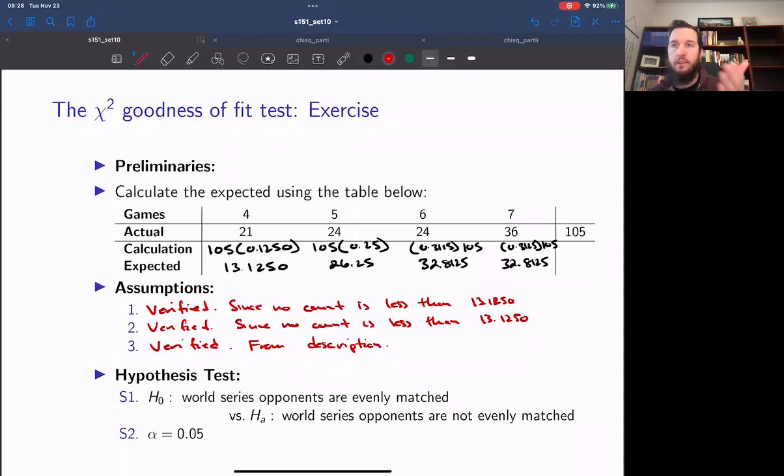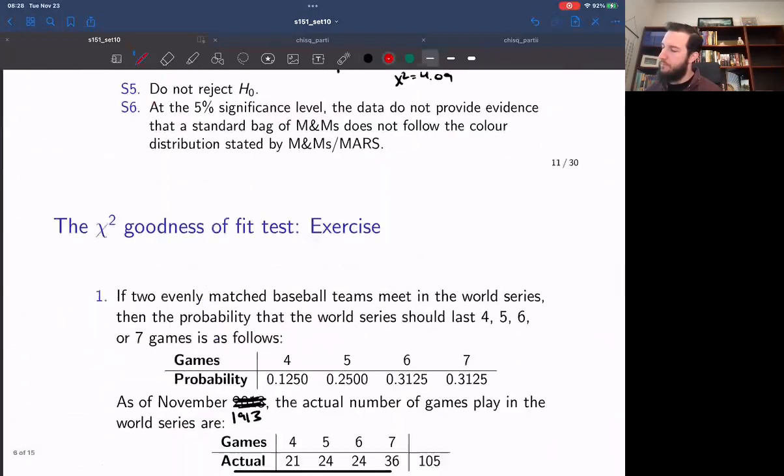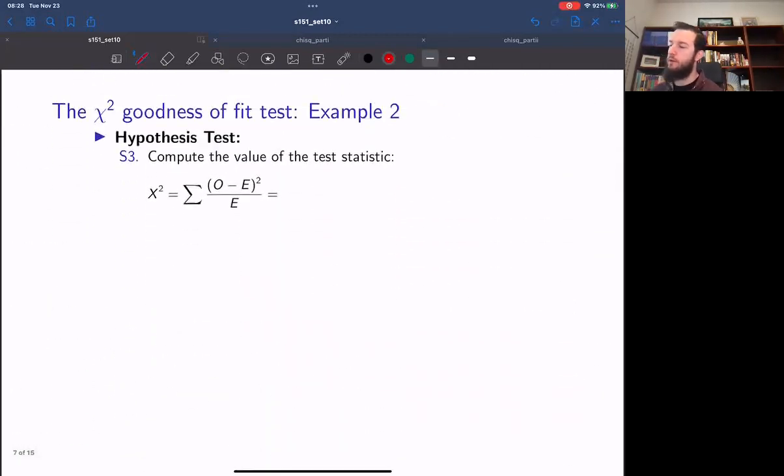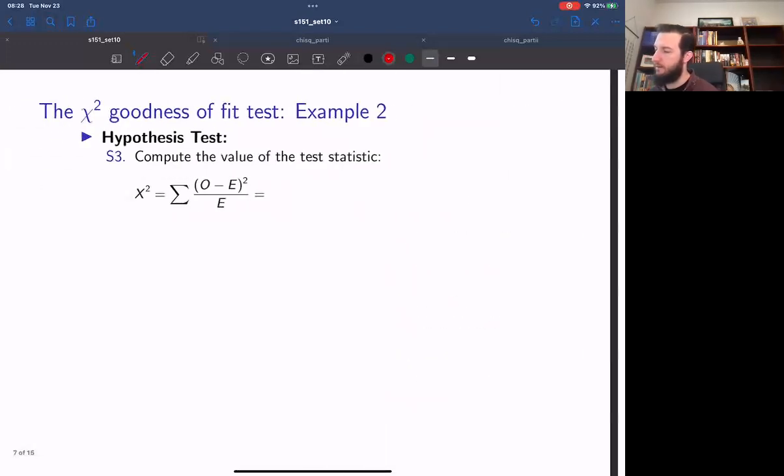Right? So there's a lot of ways that we can phrase this. We could also just say, the number of World Series games played follow the pre-established distribution versus the alternative that the number of World Series games played do not follow the pre-established distribution. That would also be perfectly acceptable. The point is just that we want to communicate that the null is that the pre-established distribution is true against the alternative that it is not true. So that's H0 and HA. And then on step two, we have our significance level, which is 0.05. On step three, we're going to compute our test statistic.